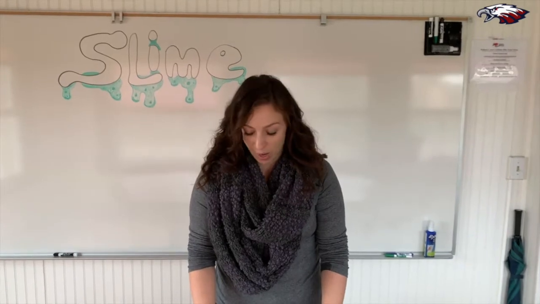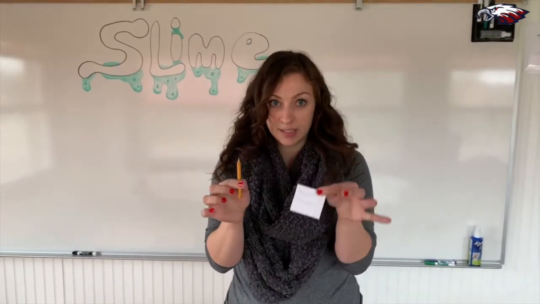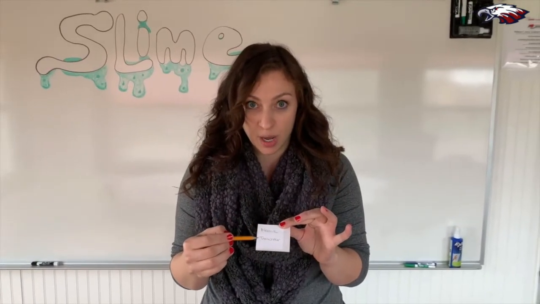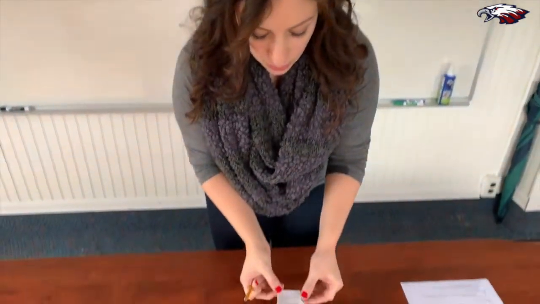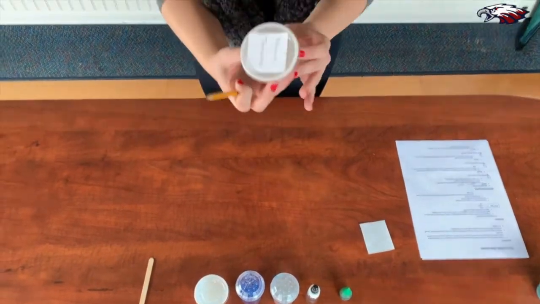All right, so step 1 is you're going to take your pencil and the sticky, and you need to put your name and your teacher's name on it. When you've done that, take the sticky and put it on top of your large container of glue.